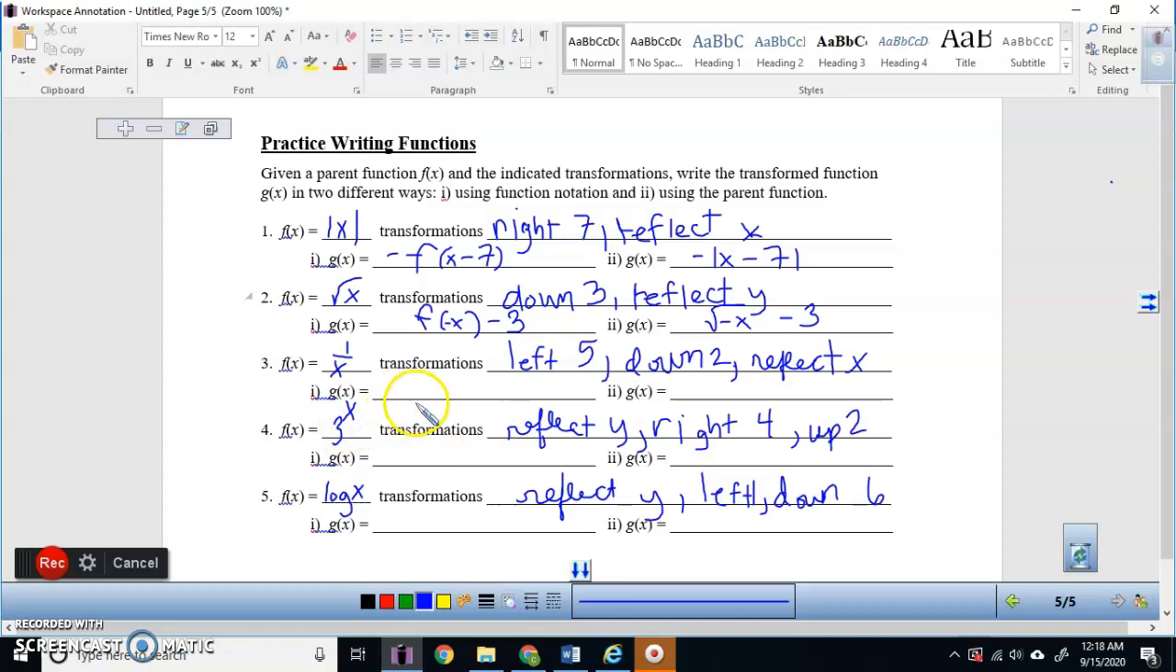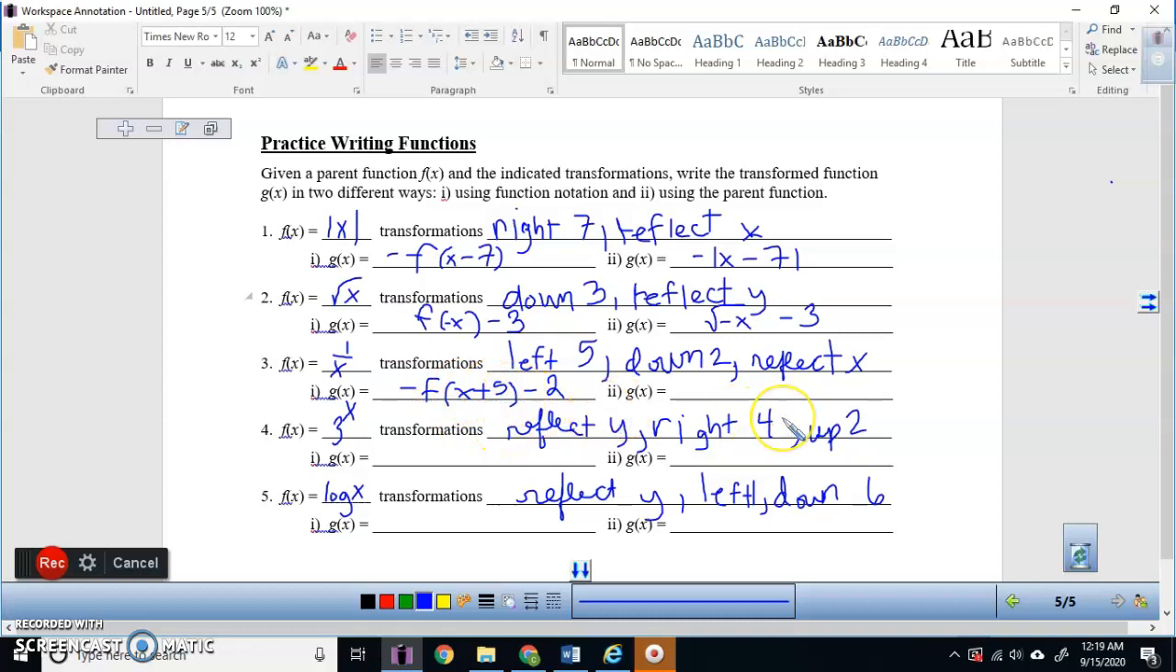All right, and number 3. So I'm going to start with my f. Inside my parentheses, I want this to go left 5 units, so I know that it's going to have an x and a 5. But in order to make it go left, I need a plus symbol because it's opposite of what I think. To make it go down 2, I'm going to take the minus 2 and put it on the outside of the parenthesis. And in order to reflect over the x, that means I need to take the whole function on the outside and make it negative so that all the y values become their opposites.